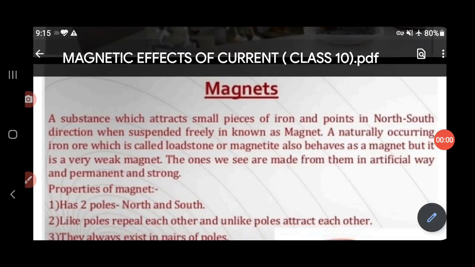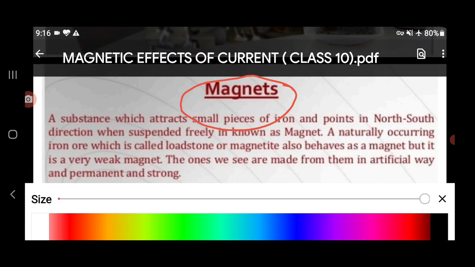A magnet is a substance which can attract small pieces of iron, nickel, cobalt, etc., and always indicates north and south direction when suspended freely. So, magnet is that substance which can attract small pieces of iron, nickel, cobalt, etc., and always indicates north and south direction when suspended freely.